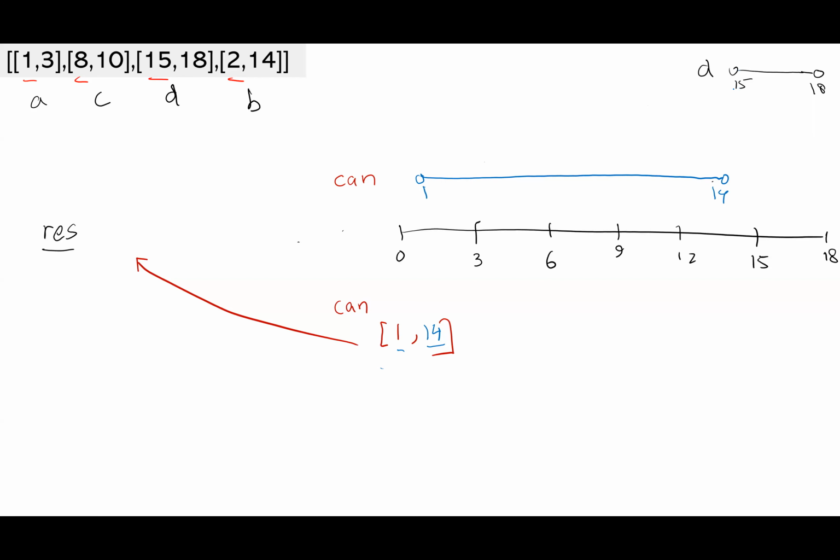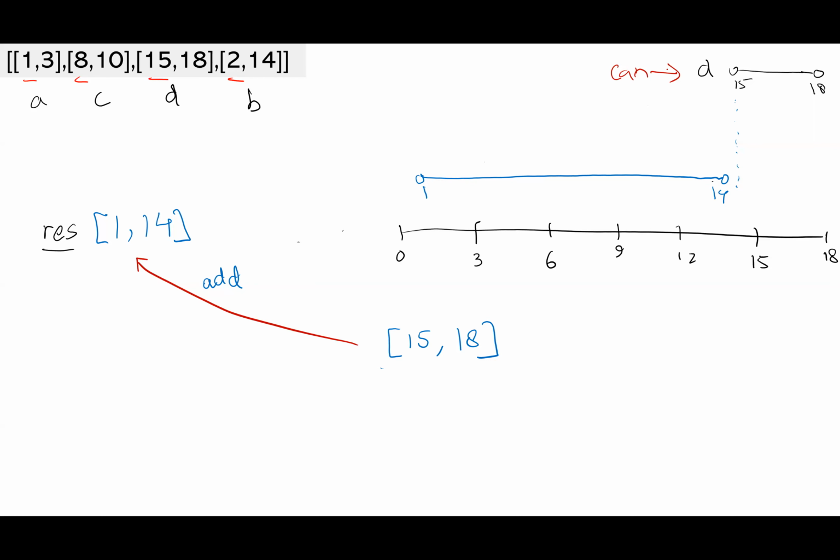Now you see the next one, 15. This one actually doesn't overlap. So since it doesn't overlap, now I can say, okay, add. So the current candidate gets added, 1 to 14. This is added. Now we have to set a new candidate, right? The new candidate becomes the one that is non-overlapping. So 15 to 18, this one becomes the new candidate to be added.